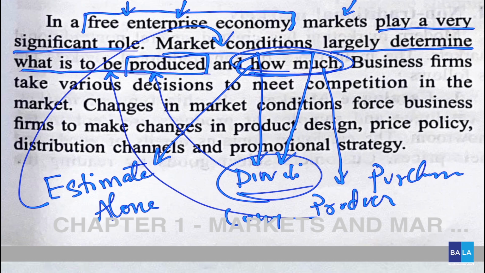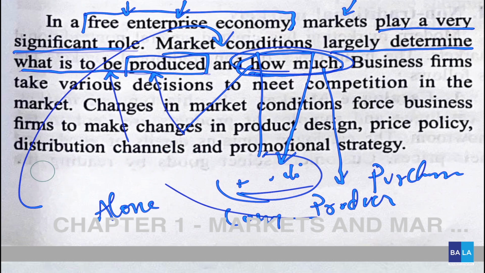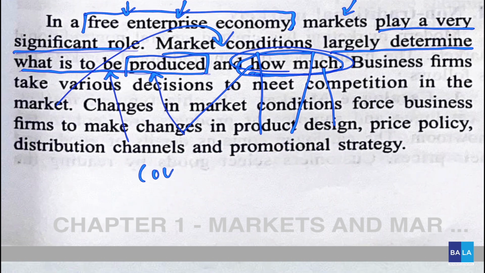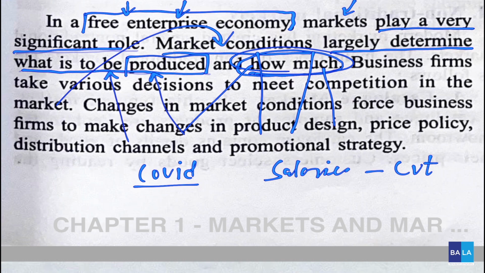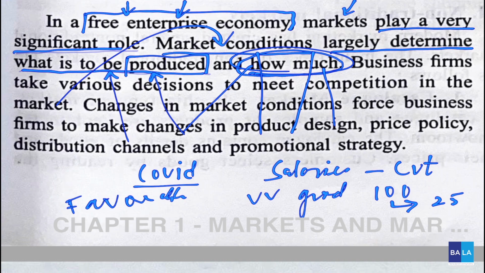Now what can be the market conditions? During COVID, people were not getting salaries, or if they were getting salaries, their salaries were cut. So market condition was not very good. If I was producing 100 goods, during COVID I produced only 25 because I knew market condition is not favorable to produce.